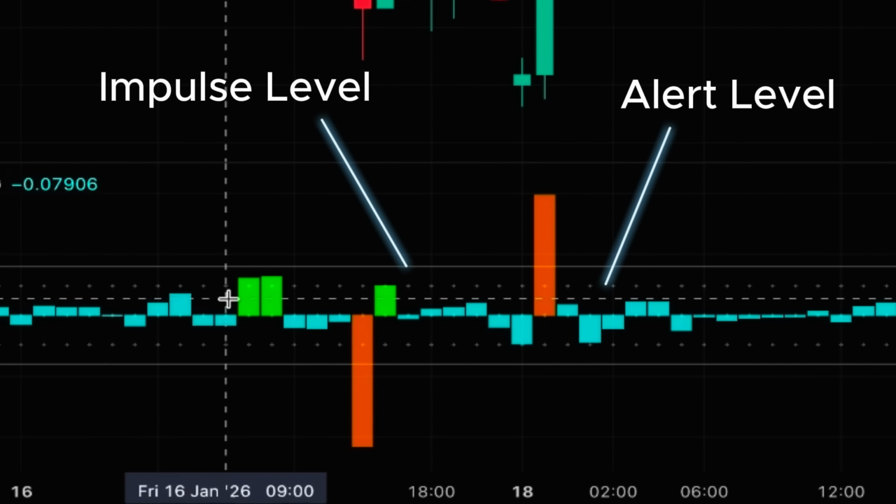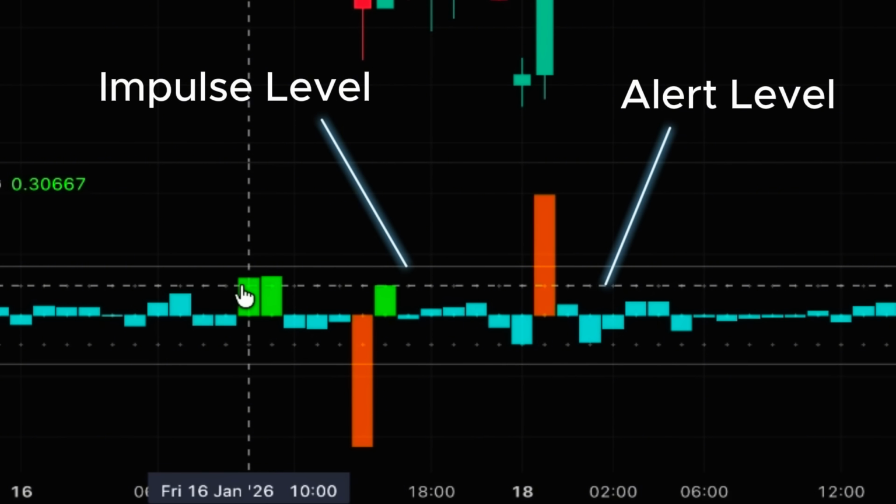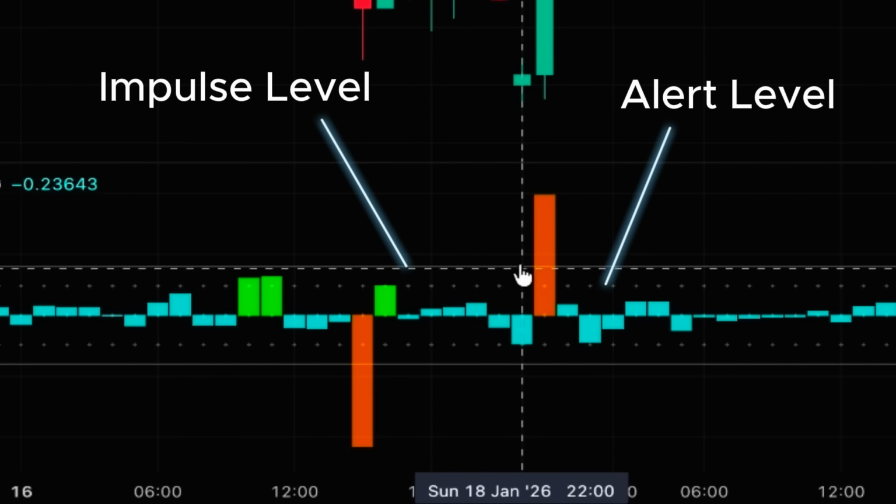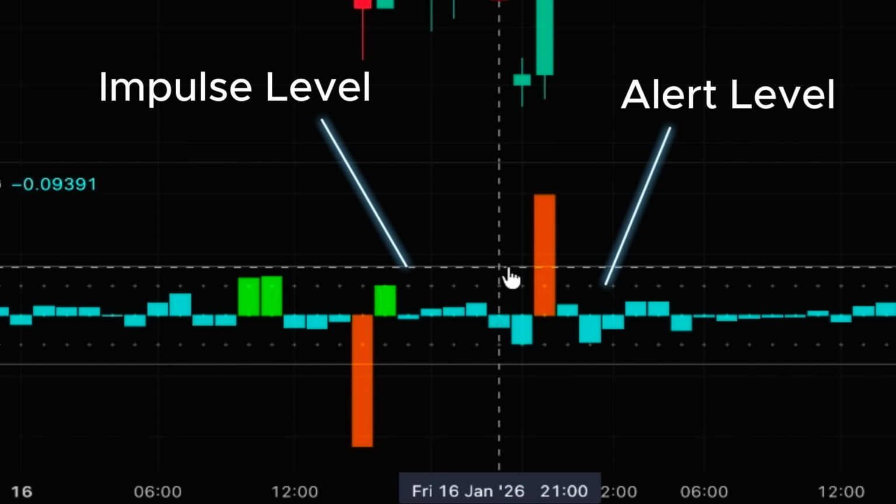When the bar passes the alert level, the dashed line, it is alert signal that the momentum is probably going to increase, and when the bar passes the impulse level, the solid line here, it is impulse signal and it tells us that we had a sudden increase of momentum in the market.